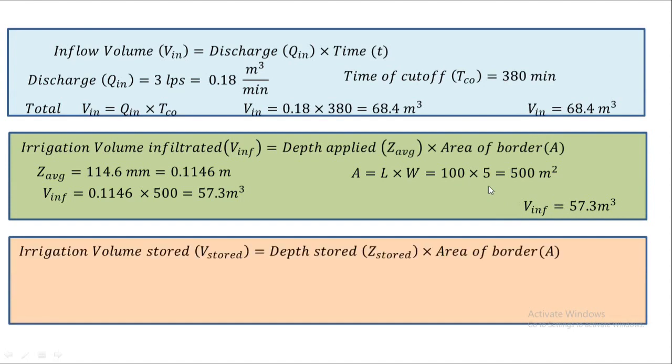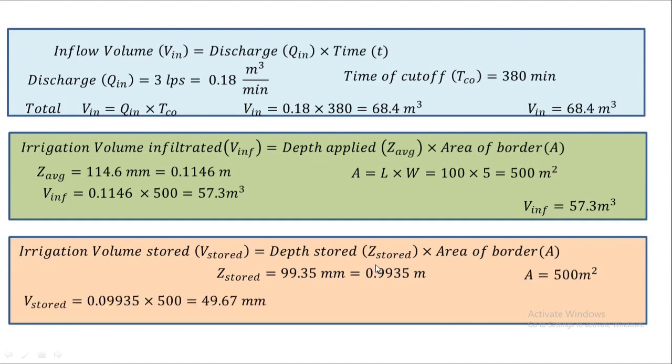Irrigation volume stored is equal to depth stored multiplied by area of border. Now depth stored means the useful depth, which is almost equal to 100 millimeters, except the last point. We found the average, and the average was 0.9935 meters, right? Okay, this should be 0.09. This is a mistake here. It is equal to 0.09. Let me correct it.